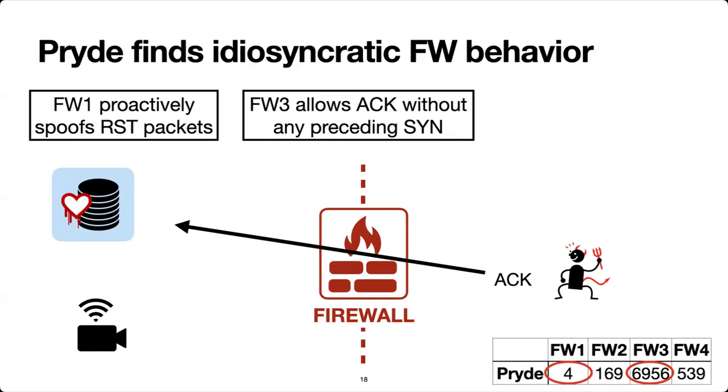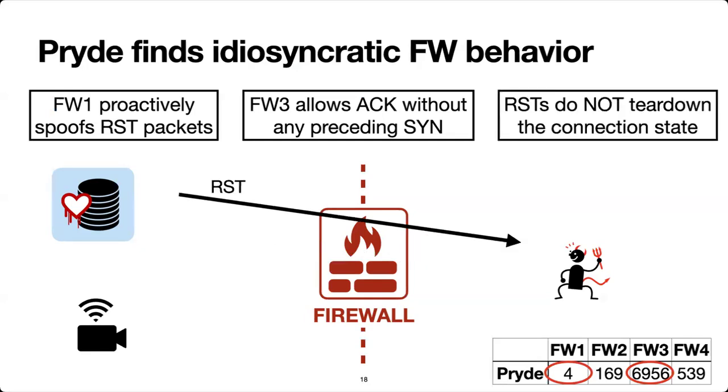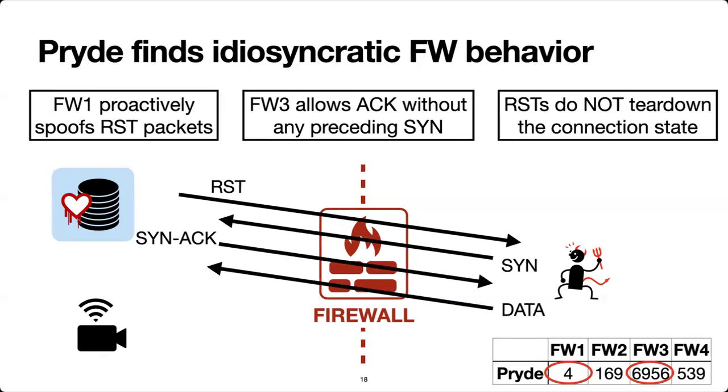firewall 3. A common theme that we notice in all of the different firewalls that were tested is that even after a reset packet has been sent, the TCP connection state is not torn down, and the firewall still allows packets to go through from one host to the other.